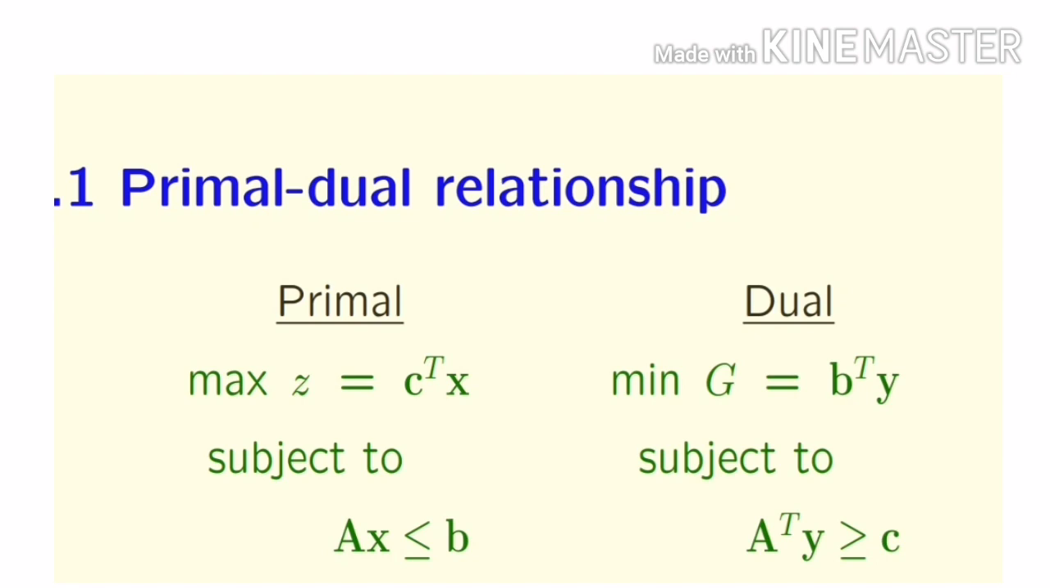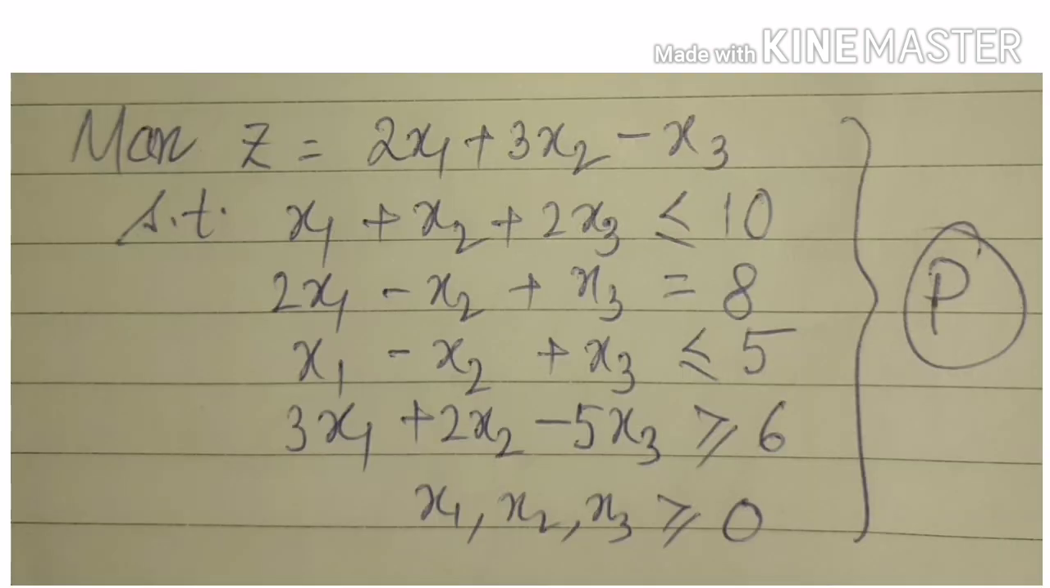So if the primal problem is given in the form maximize z = cᵀx subject to Ax ≤ b, x ≥ 0, then the dual problem will be of the form minimize g = bᵀy subject to Aᵀy ≥ c, y ≥ 0. Let us consider this primal problem whose dual we wish to find.